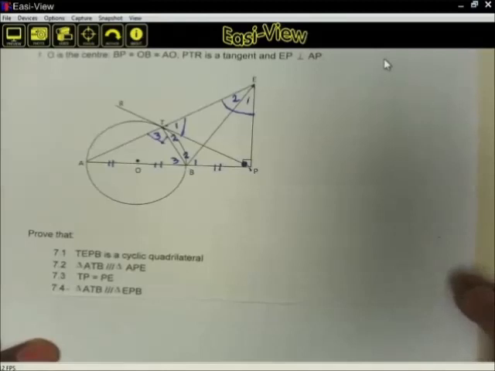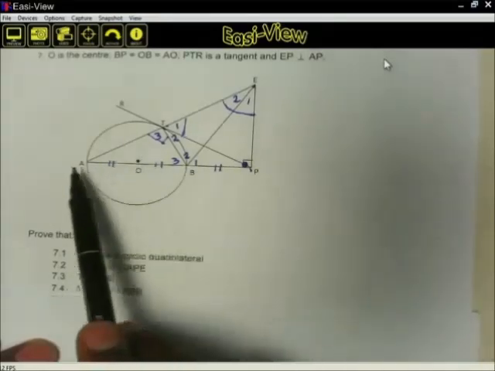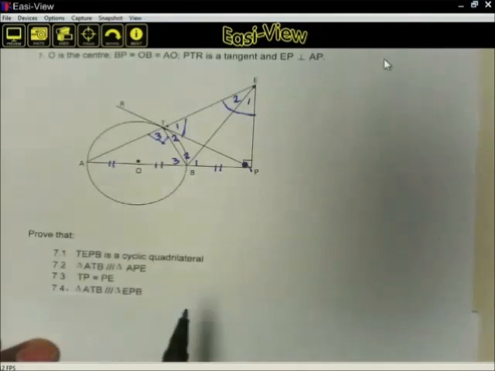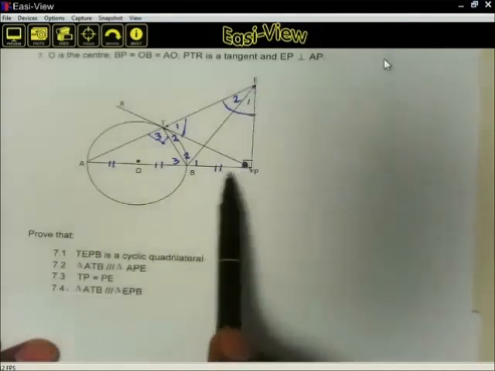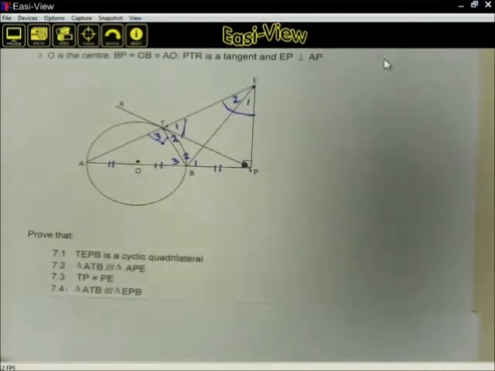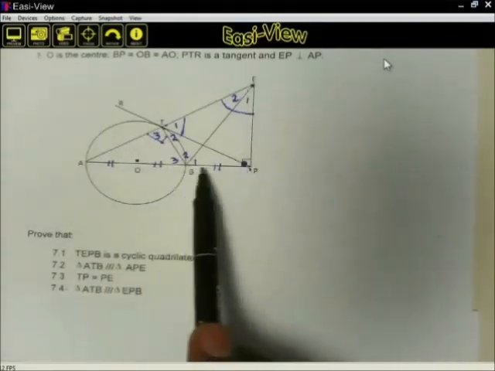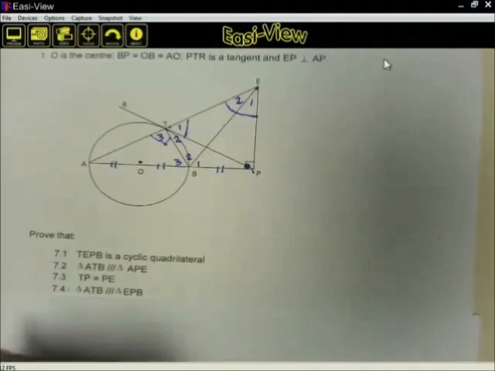In 7.4, the question is, prove that triangle ATB is similar to triangle EPB. Check triangle ATB, check triangle EPB. Then we are now at 7.4. What is common about the two triangles?